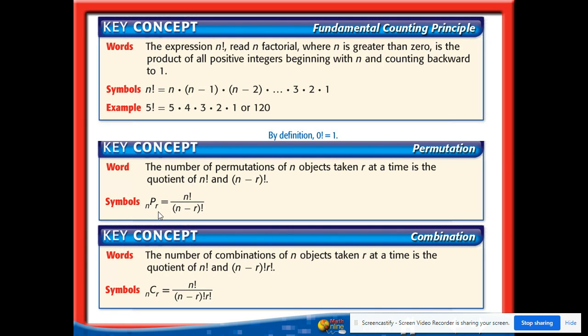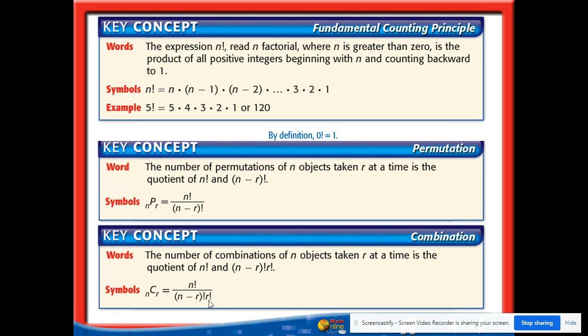It's nPr and nCr. n is the number of objects, and r is how many we want to take at a time. So we read it as 5 things taken two at a time, 5 permutations at 2 at a time. n factorial goes on top, and n minus r factorial goes in the denominator. For combinations, it's just a little bit different. We still get that n factorial on top and the n minus r factorial, but we add an extra r factorial.